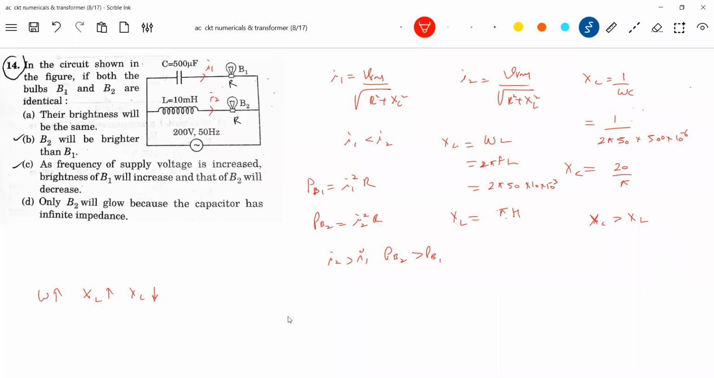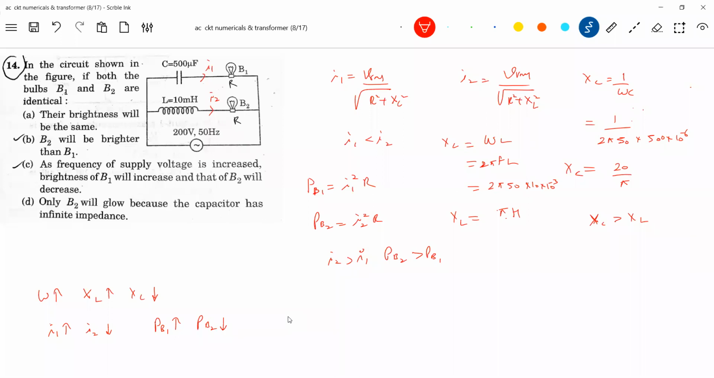Try to analyze this. If XC decreases, then I1 will increase, I2 will decrease. If I1 increases, then the brightness of bulb 1 has to increase, and the brightness of bulb 2 will decrease. Which will have more brightness, that is another thing. It's just asking what will happen to their respective brightnesses. So PB1 will increase, PB2 will decrease.